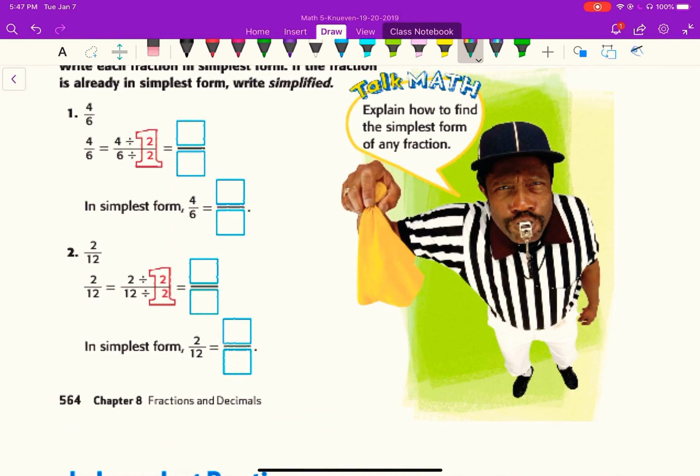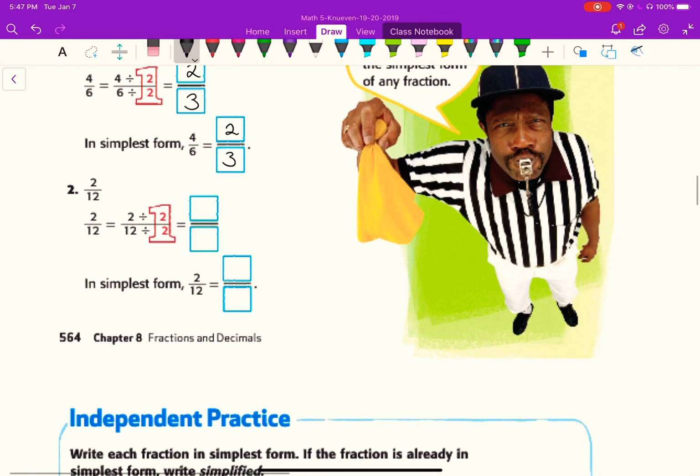All right, let's do another here. So 4/6, looking at what common factor they share. Well, they share a 2. 4 divided by 2 is 2. 6 divided by 2 is 3. So 4/6 in simplest form is 2/3. 2/12, well, they each share a common factor of 2. So I divide each numerator and denominator by 2. 2 divided by 2 is 1. 12 divided by 2 is 6. So 2/12 is the same as 1/6.